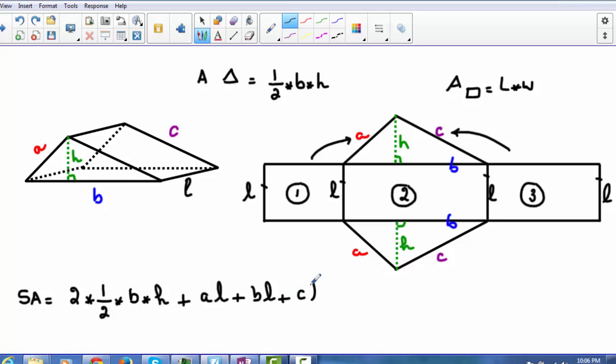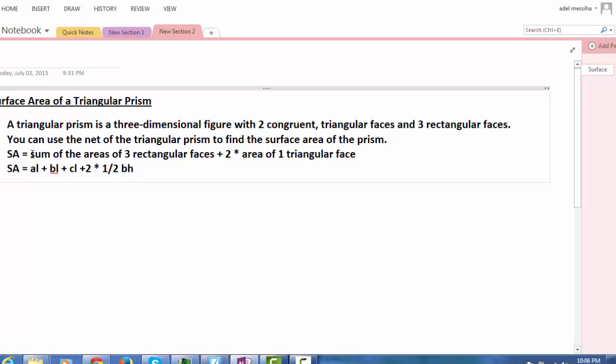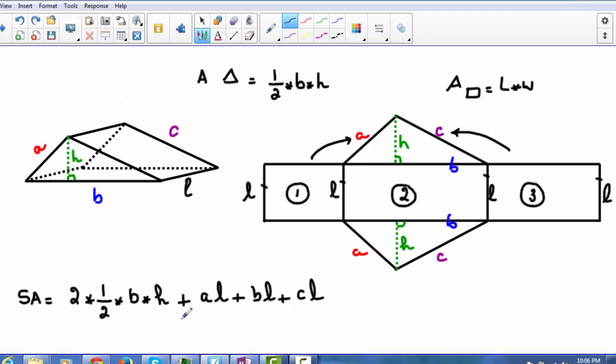So C, L. Now the question: do we need to memorize this formula? I don't encourage you. I encourage you to do it step by step as we did. It's better than memorizing this long one. So if we go here, there is 2 times the sum of the areas of 3 rectangular faces plus 2 times the area of 1 triangular face. And again, AL plus BL plus CL plus 2 times half BH. This one is exactly the same as this one. And again, I don't encourage you to memorize it, but to understand it is better.